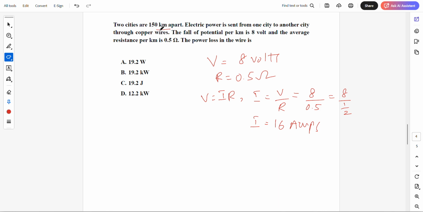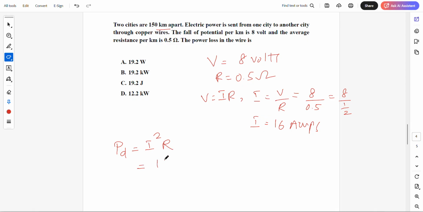Two cities are 150 km apart. Here they have given the fall of potential per kilometer is 8 volts, that I have written, and the average resistance per kilometer is how much? 0.5 ohm they have given. So V is equal to I into R. You calculate I, that is the current. Now the power loss in the circuit. What is the power loss formula? Power loss is given by I square into R.